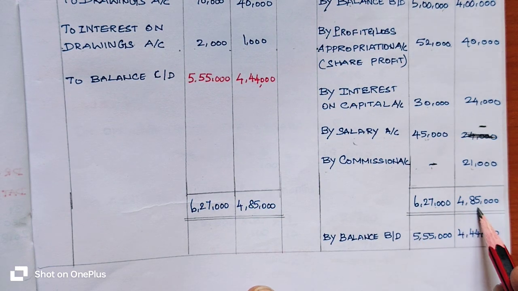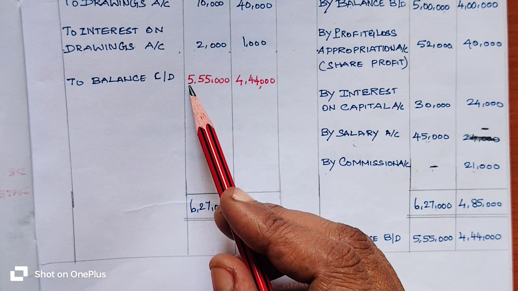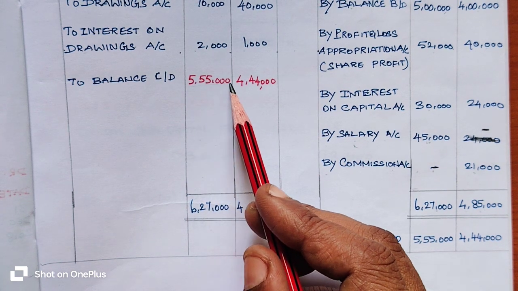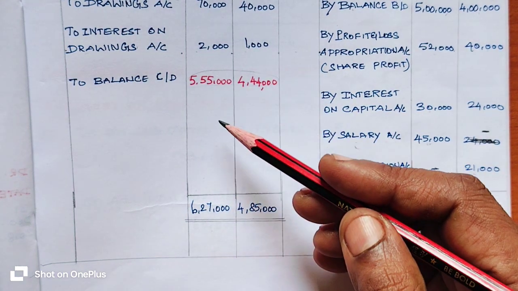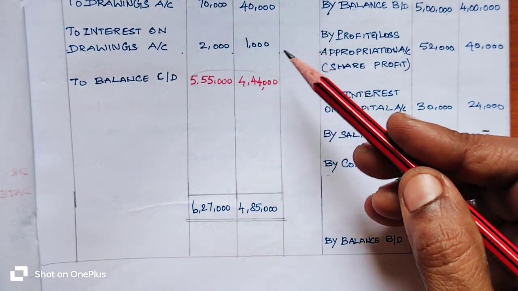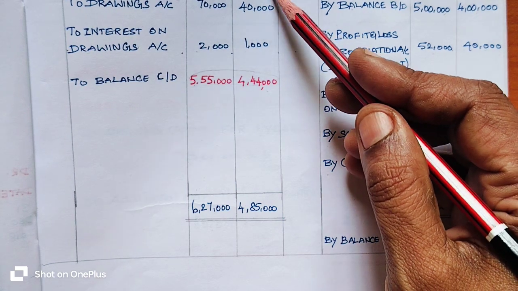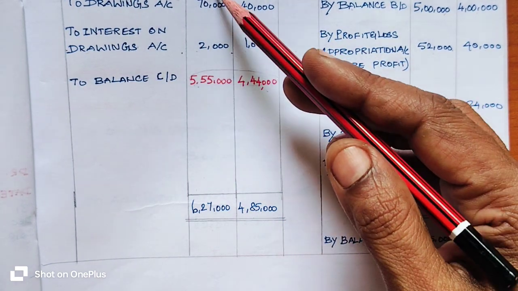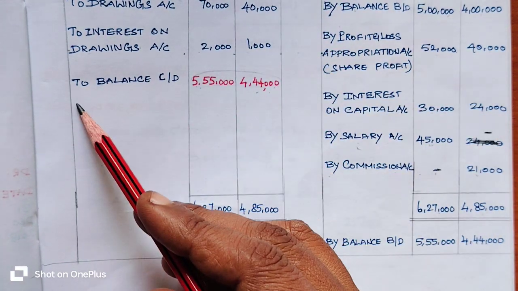If you get the total on the credit side, then you will get the balancing figure, that means the closing balance, on the debit side. So the difference is 5,55,000 for Batmini and 4,44,000 for Batma. This is the closing balance.